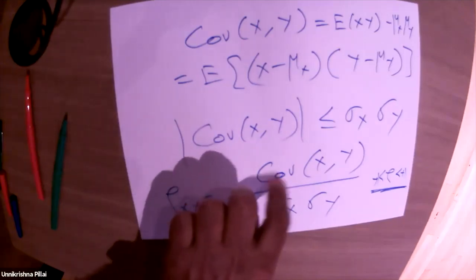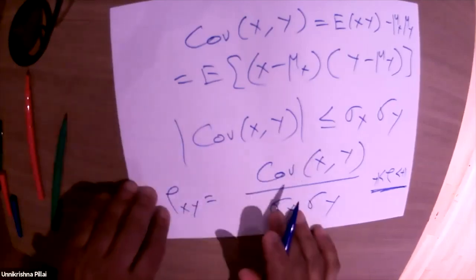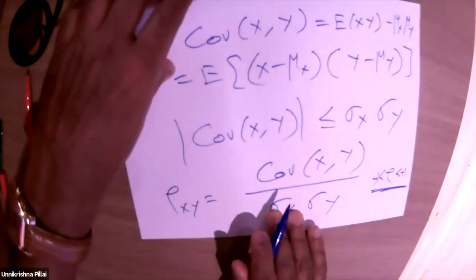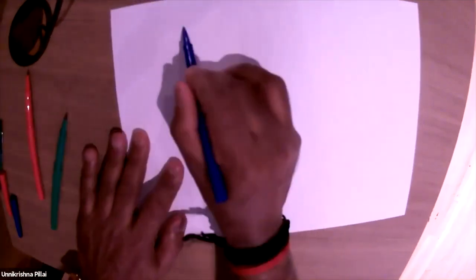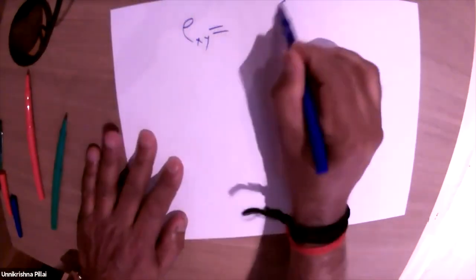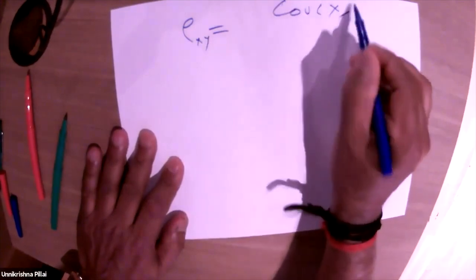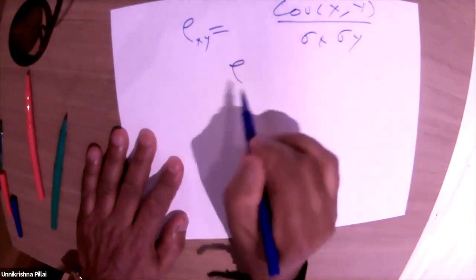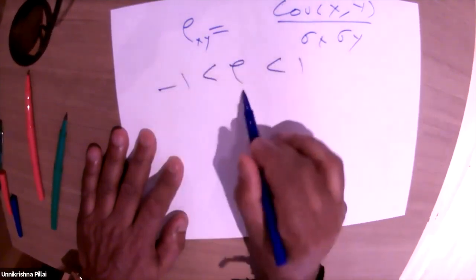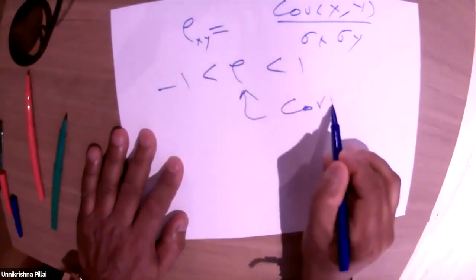Covariance is in the numerator, 0, right? So rho has the same behavior. Rho is covariance divided by sigma x sigma y. That's just a constant. So rho goes between minus 1 and 1. Rho is called the correlation coefficient.